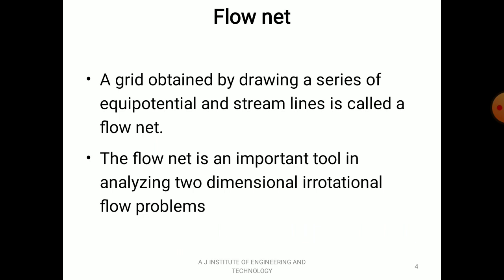So now let us discuss flownet. What is a flownet? A grid obtained by drawing a series of equipotential lines and streamlines is called a flownet. So you have to draw a number of streamlines along with a number of velocity potential lines. Whatever grid you get from that is called a flownet. The flownet is a very important tool in analyzing two-dimensional irrotational flow problems. That is, it finds application in solving problems of irrotational flow.